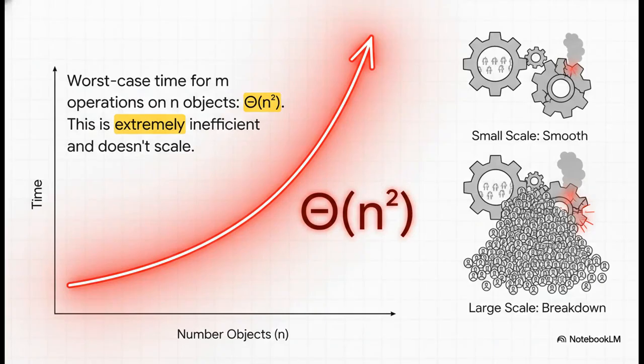So just how bad is it? In the worst case, this approach is catastrophically slow. We're talking about a time complexity that can grow quadratically, or theta of n squared. To put that in perspective, if you have a million items, that's not a million operations. It's a million times a million, a trillion operations. Your computer would just give up. This simple solution just doesn't work at scale. We need to be smarter.